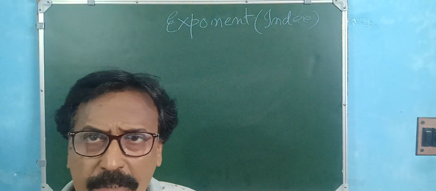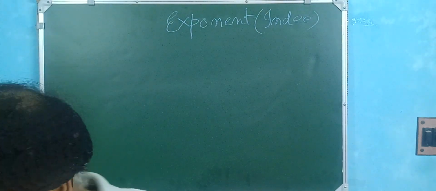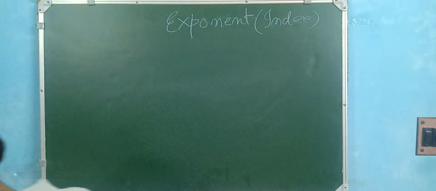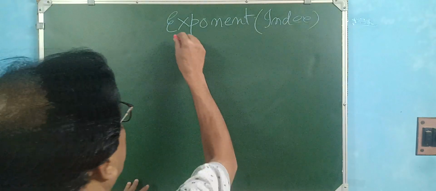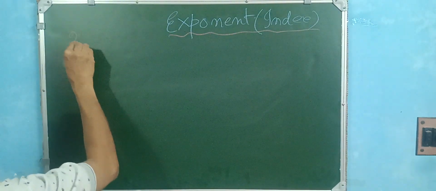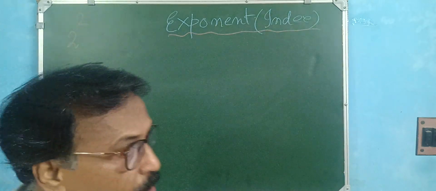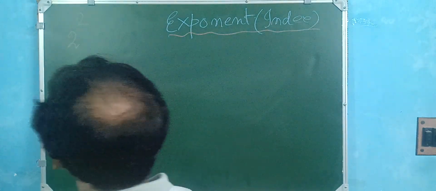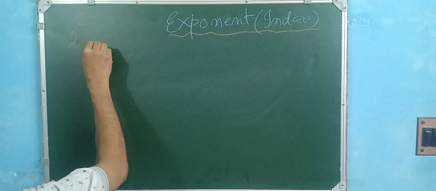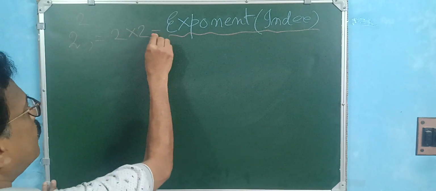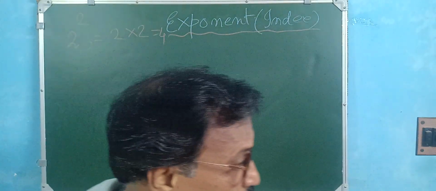This is also called powers and roots. Now, starting from here, the basic thing. You know, suppose 2 square, or 2 cube. That is a basic concept I want to make clear to you today. 2 square means 2 into 2, ultimately 4. That is a very important thing.